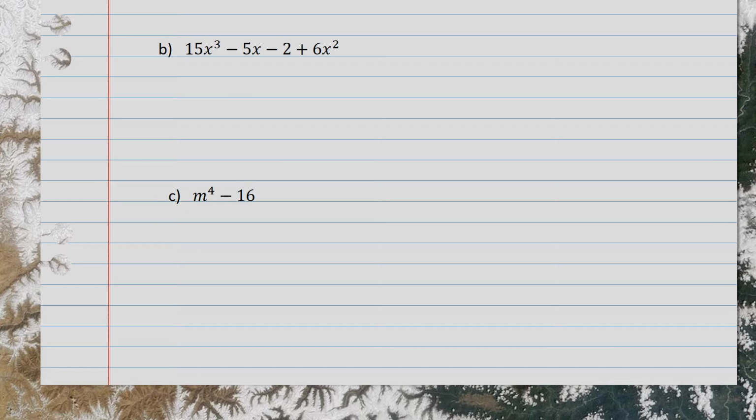For problem B, we have 15x to the third minus 5x minus 2 plus 6x squared. First, we need to check the order. Notice it is not in the correct order. The correct order should be 15x to the third plus 6x squared minus 5x minus 2.